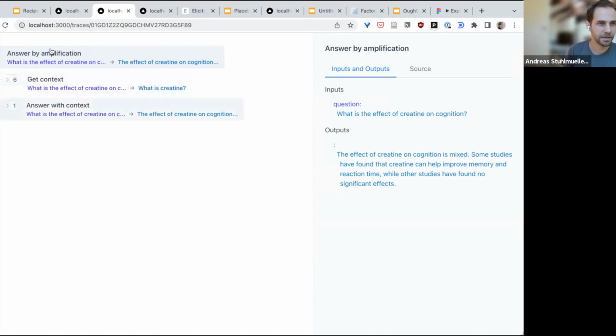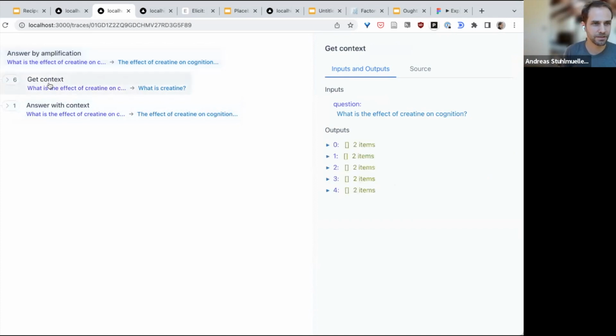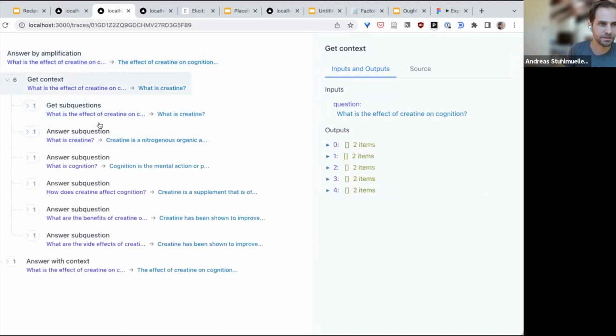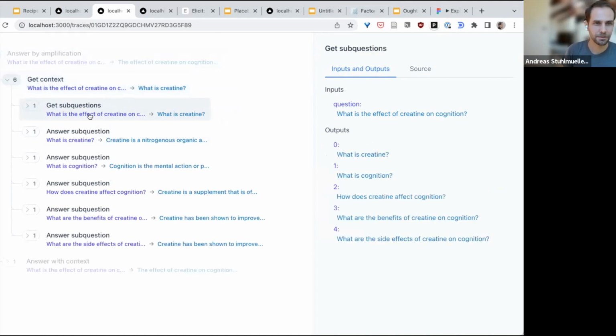Now, expanding it out, I can zoom into the different parts. One part is where we get context, where context is sub-questions and their answers. And then there's another part where we answer given the context. I can expand the get context one, and it does what I just said, which is first get sub-questions and then answer each of the sub-questions.